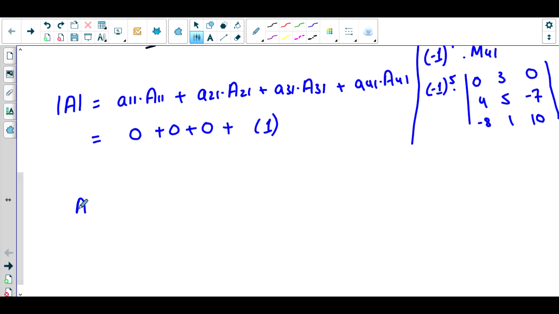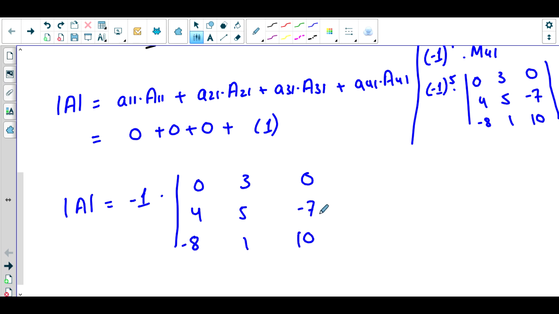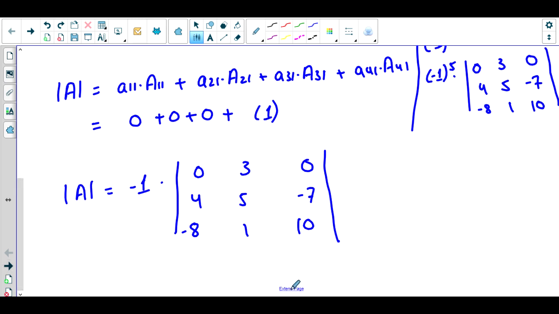This is the final answer. The determinant |A| is minus 1, because 1 into minus 1 will be minus 1, into the determinant of 0 3 0, 4 5 minus 7, minus 8 1 and 10. See, now again we have benefits. We have two zeros here, so the calculation reduces. Let's use the same formula again for the determinant, which we learned.